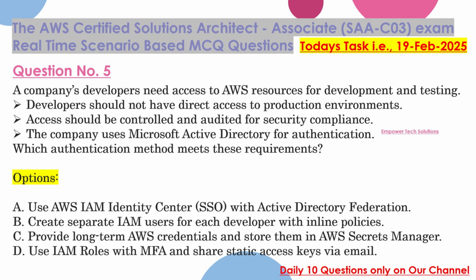Options: A. Use AWS IAM Identity Center, SSO, with Active Directory Federation. B. Create separate IAM users for each developer with inline policies. C. Provide long-term AWS credentials and store them in AWS Secrets Manager. D. Use IAM roles with MFA and share static access keys via email.